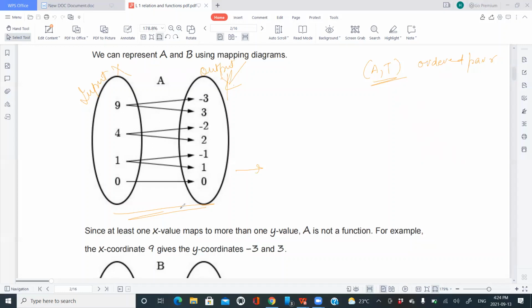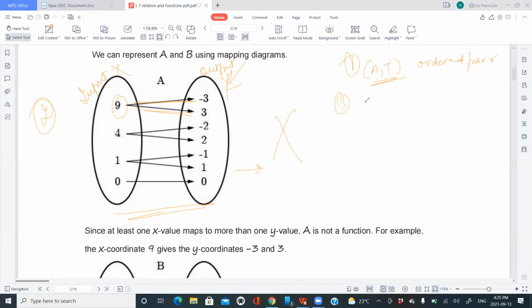So tell me, is this mapping diagram a function or not? It's not a function, because this 9 is having two outputs, right? So this is an example. We can see by drawing a mapping diagram, and this was the second representation, mapping diagram. This was the first representation, ordered pairs.